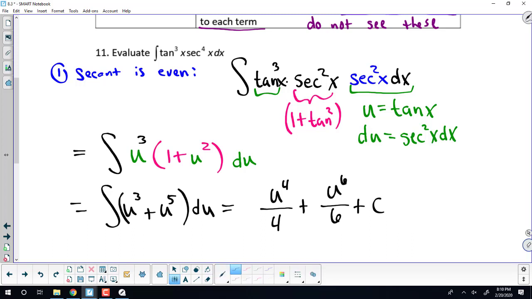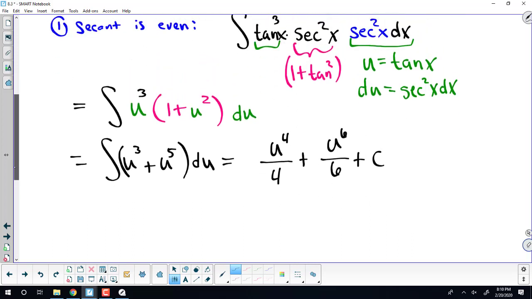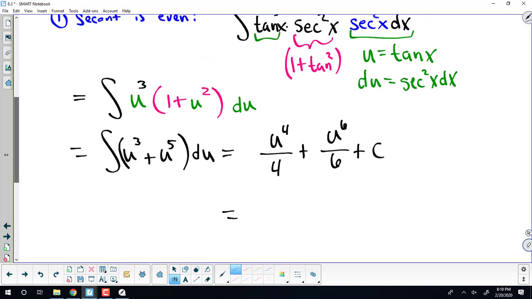Okay. So u was tangent. We'll just fill this back in. Tangent over 4 is tangent 6.